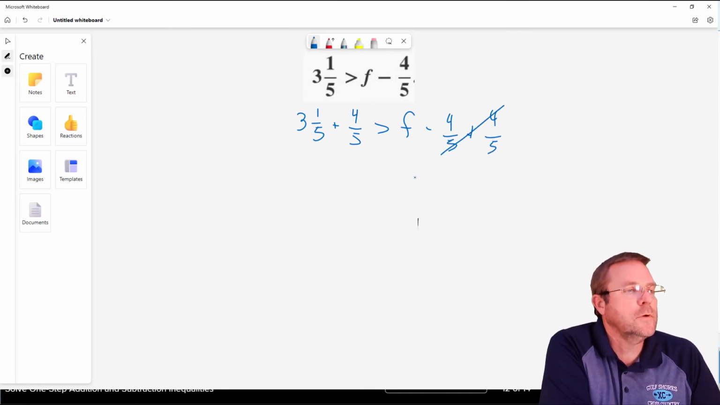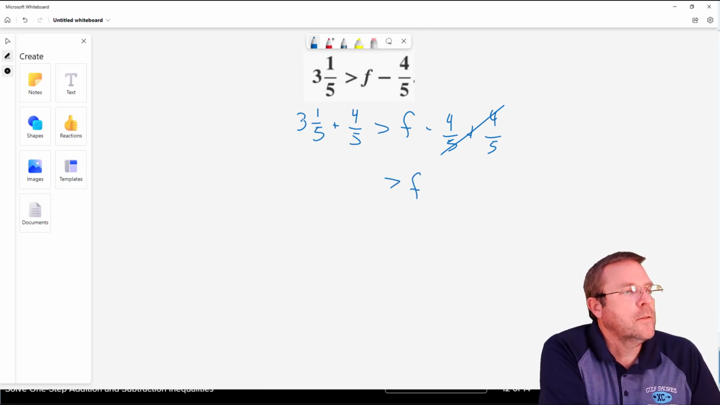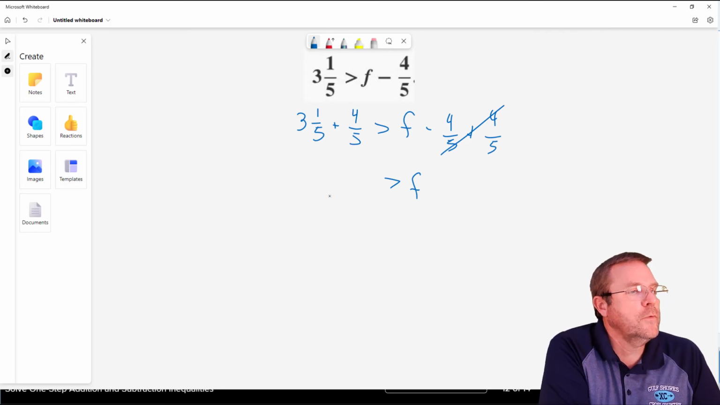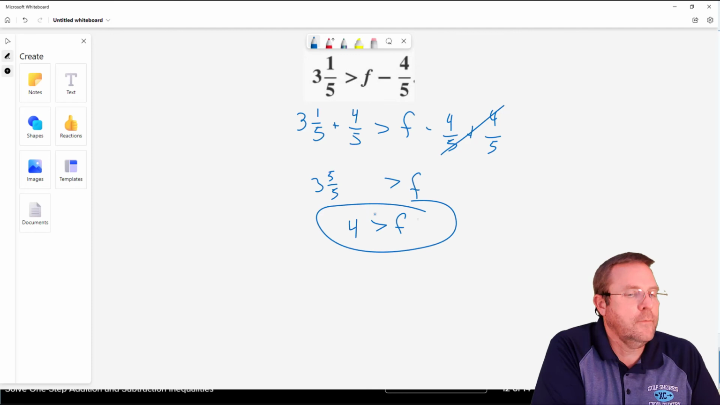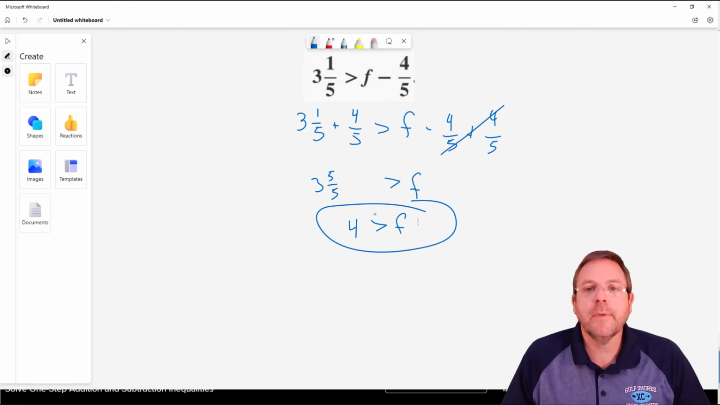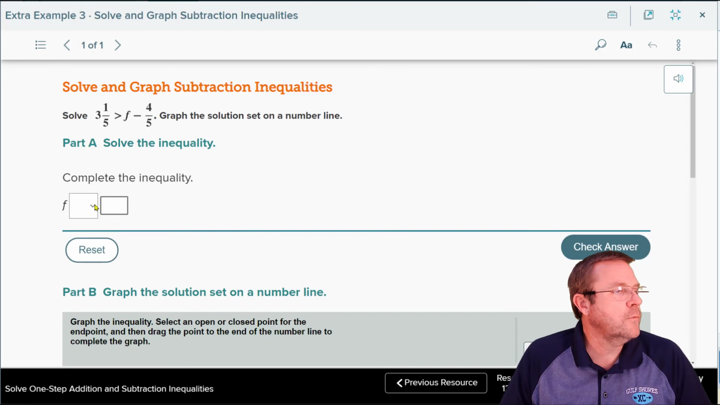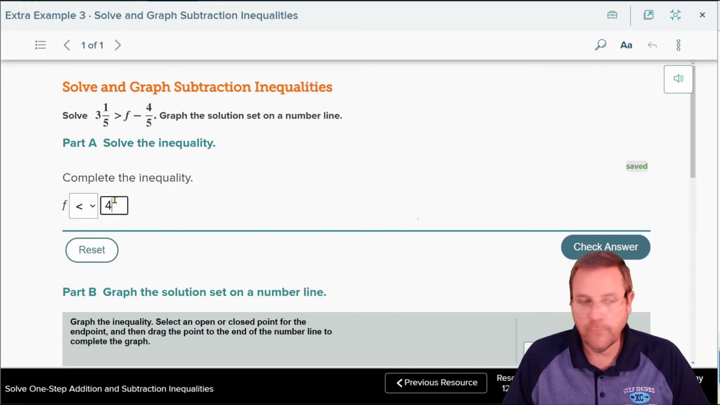Those just zeroed out, leaving f right here. On this side, 3 1/5 plus 4/5, so 1 plus 4/5 is going to give us 3 5/5, otherwise known as 4 is greater than f. From there, we're going to jump back over here to our textbook, and they wanted it flipped around. So if 4 is greater than f, that means that f is going to be less than 4.